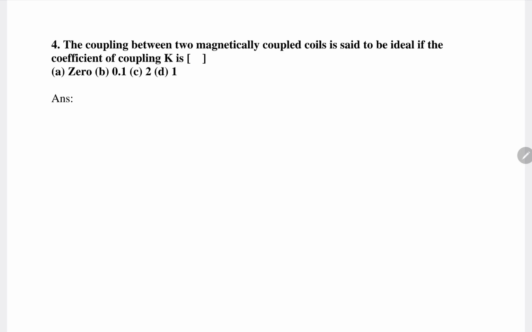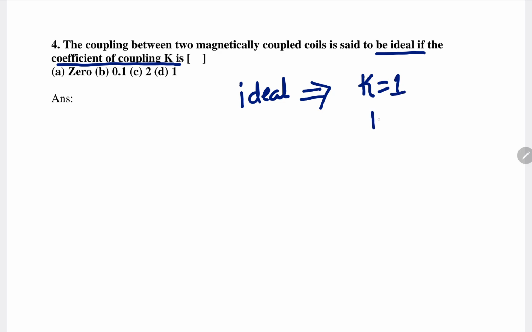Next, fourth question. The coupling between two magnetically coupled coils is said to be ideal. Then the coefficient of coupling K is? Coupling is ideal means the flux linking with the first coil is entirely linking with the second coil. So the coefficient of coupling K is equal to 1, or we say the coefficient of coupling is 100%. So the answer is K is equal to 1.